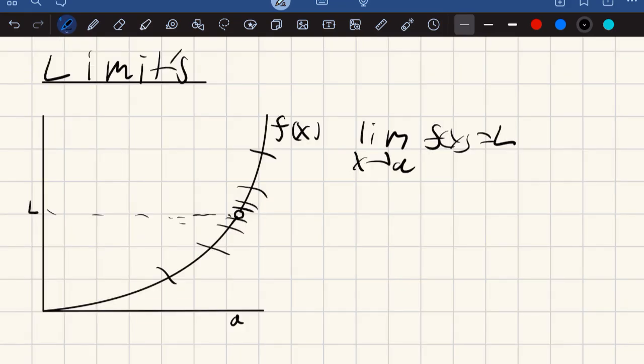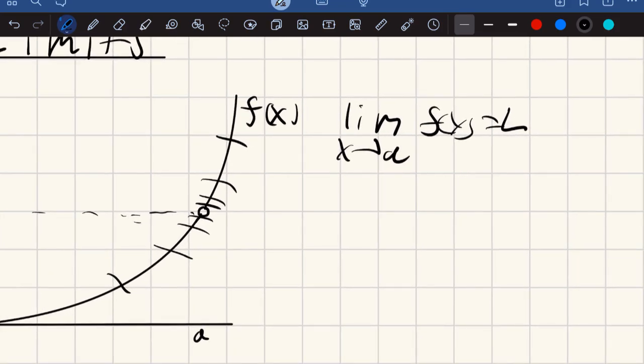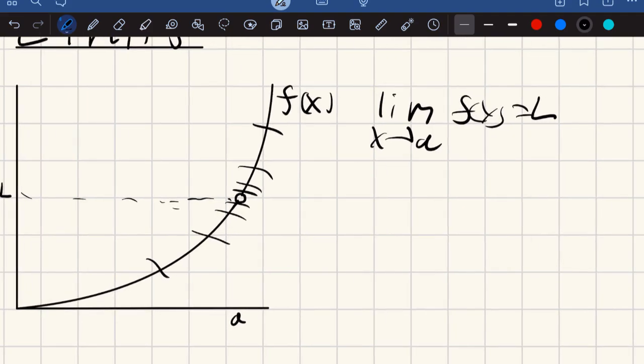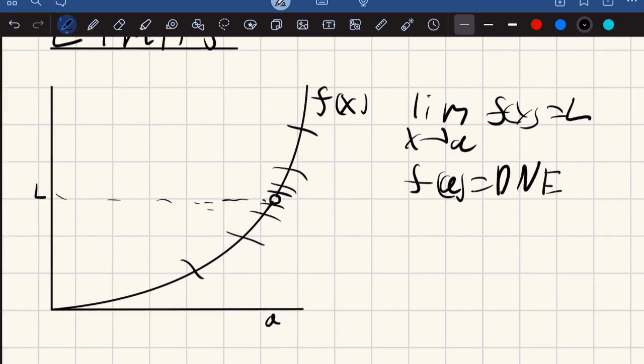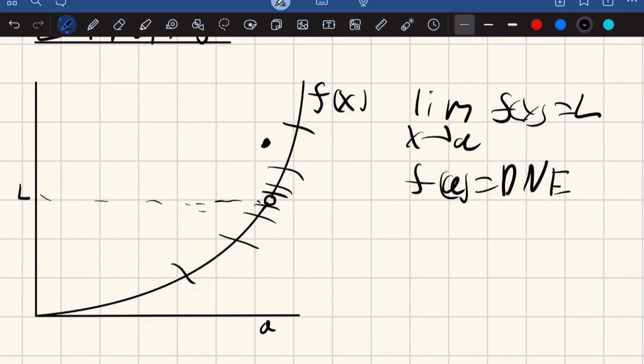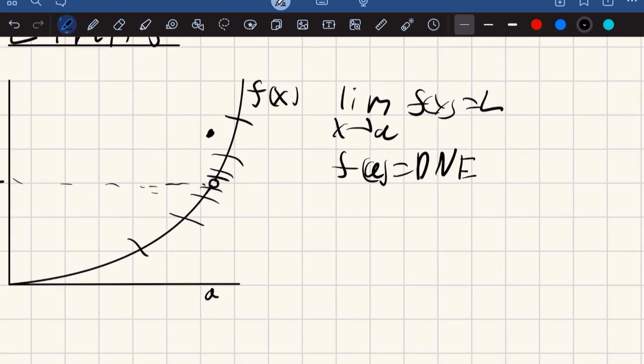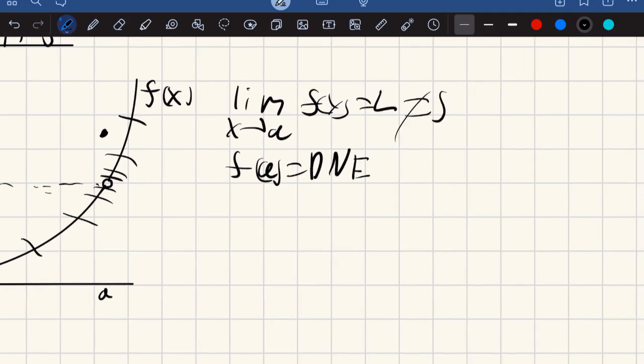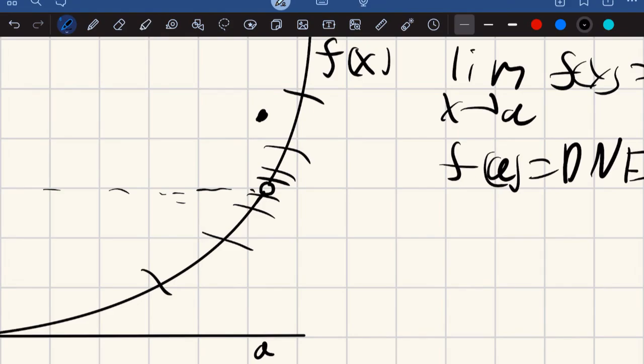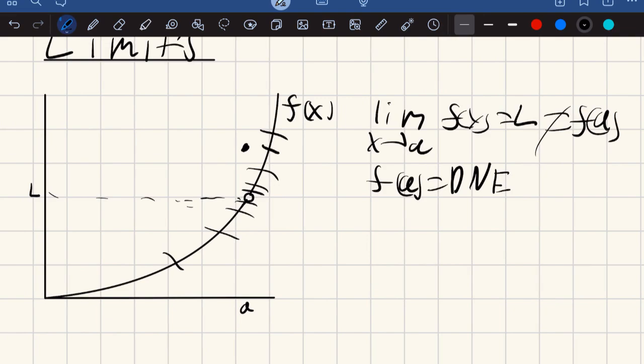Something else we should understand about limits is that even though the limit exists at a, it is not guaranteed that f of a exists. So in the graph we have a hole at a, which means f of a does not exist. Another thing that could happen is there could be a hole, but the value could exist. But when this happens, the limit at a and f of a do not equal each other. Because the limit tells you what happens as you approach some value of a. And in the graph, we could see we're approaching L, not whatever this could be.